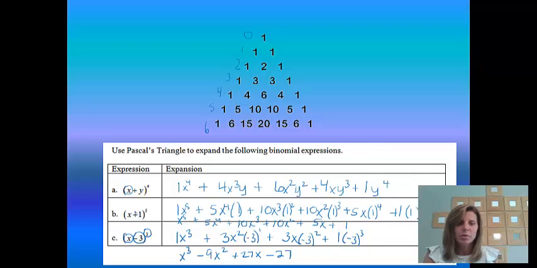This does only work if you have a binomial expression, which has only 2 terms inside of the parentheses, but hopefully you now know how to use Pascal's triangle to expand binomial expressions.